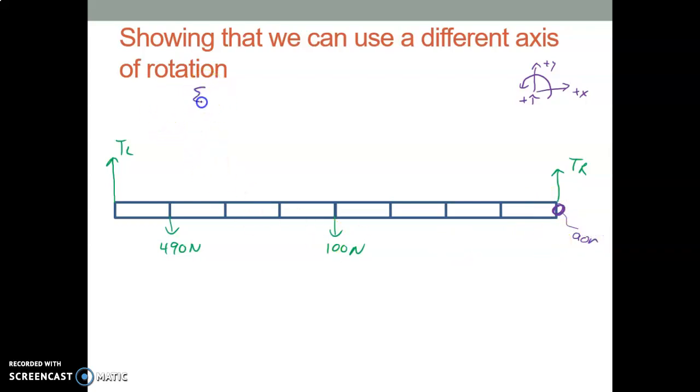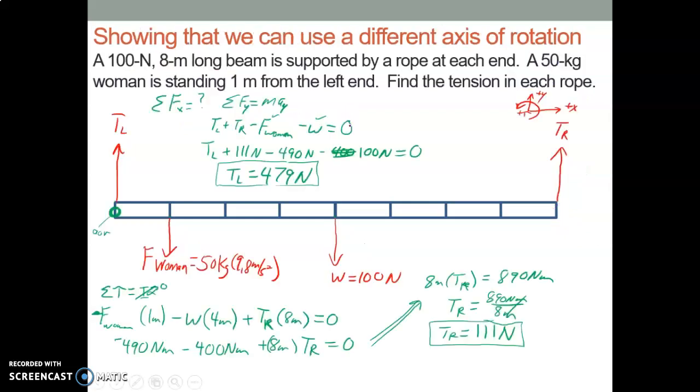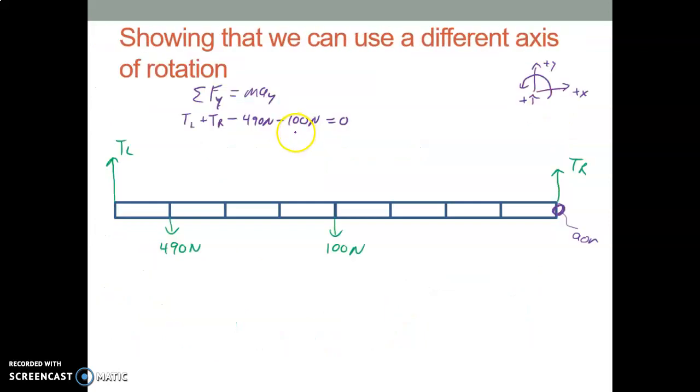So we can sum the forces in the y direction. And that's exactly the same as before. TL plus TR minus 490 newtons minus 100 newtons equals 0. There's no difference whatsoever. Here I put them in symbolically, but it's still the exact same thing as when we change the axis of rotation. It does not change our forces in any way, shape, or form. However, when we go to sum the torque, that's where you're going to see a difference.